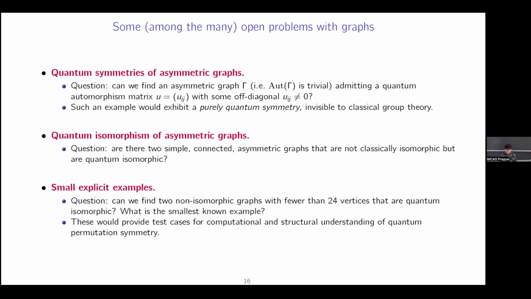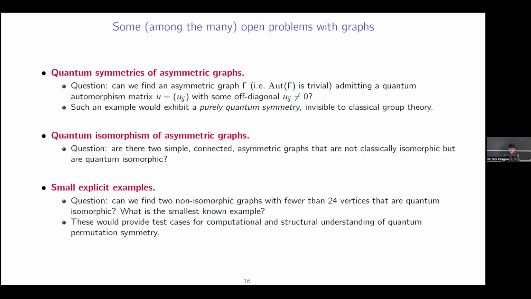Another question is, if we have two simple connected asymmetric graphs that are not classically isomorphic, can we still have that in some situations those are quantum isomorphic? As I was saying before, we have some graphs that are not isomorphic from a classical perspective, but are quantum isomorphic, so maybe we can have the same here in this very particular scenario. And some explicit small example would also be great to find.